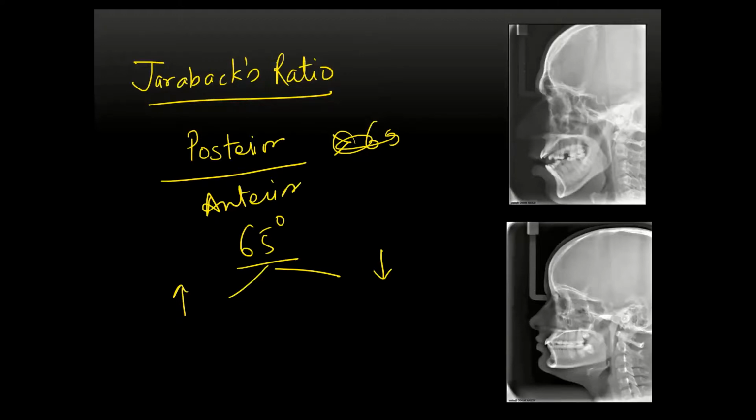So what if it is more than 65? If the ratio is more, then is the patient a forward rotator or backward rotator? Anyone. If Jarabak ratio is more, it means the posterior height is more. So it is going to be a hypodivergent case. Yeah, forward rotator, a hypodivergent case, and if it is decreased, it's a hyperdivergent case.